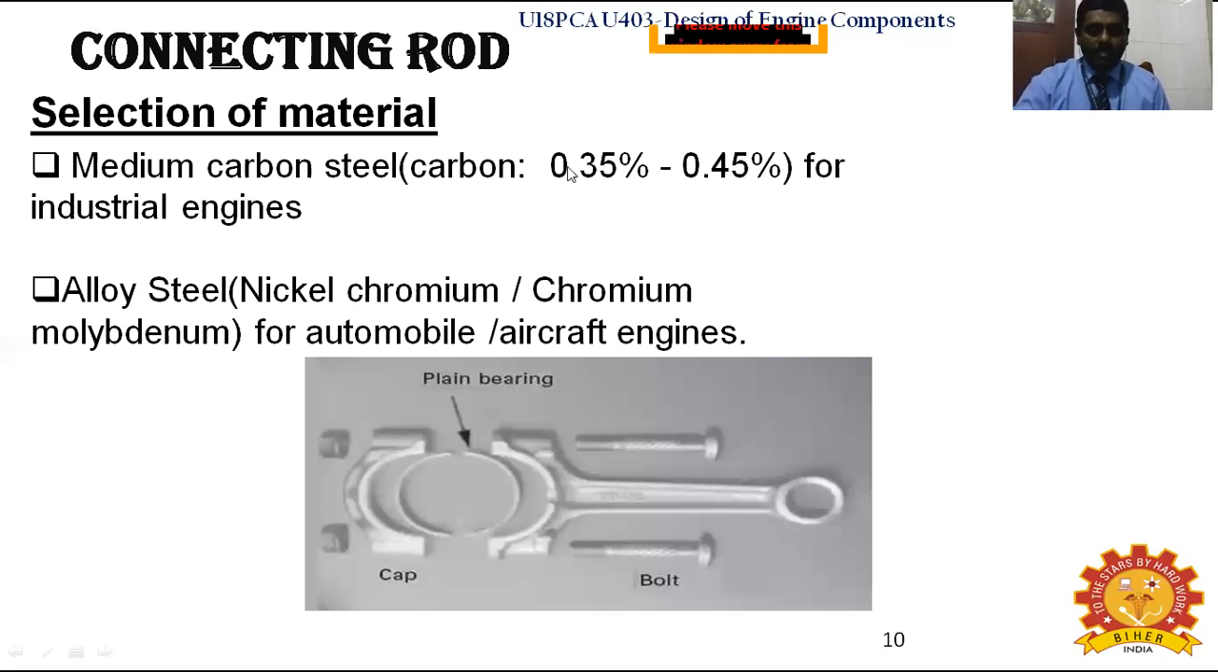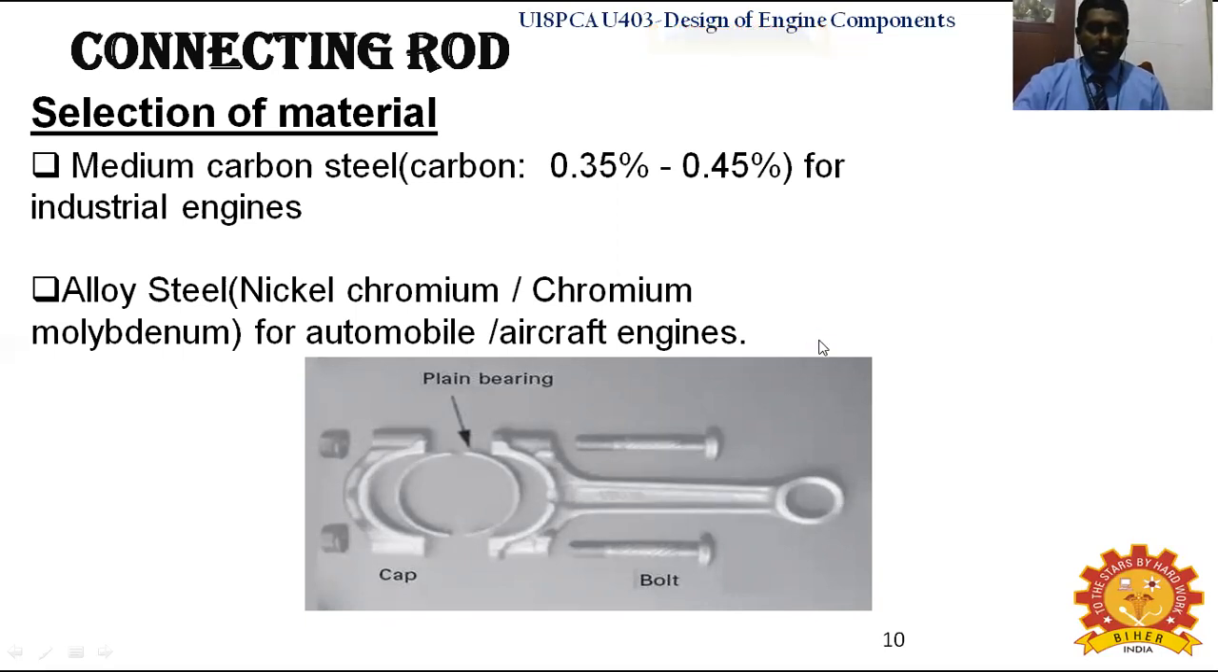So this is an exploded view of a connecting rod. You have a plain bearing as well as a cap, and there will be studs and nuts. And this is the larger portion of the connecting rod. Here is the shank, and then the smaller end. This is what gets connected with the piston pin, then with the connecting rod.